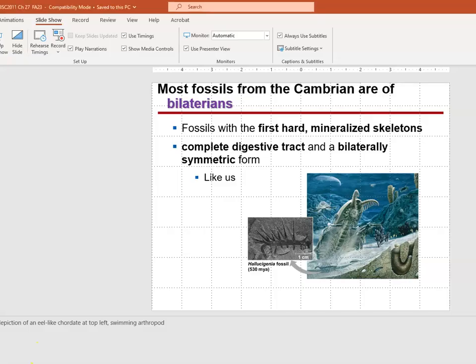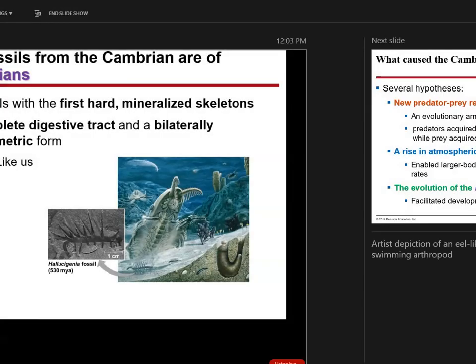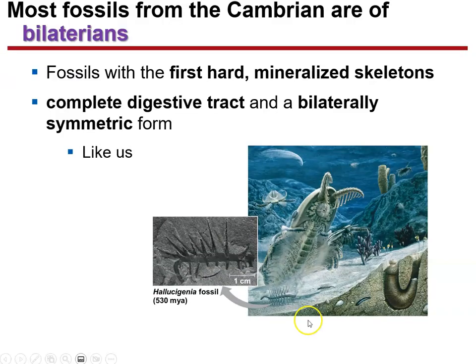I just moved the image. It was covering up a word there, so that word says like us. So we are bilaterians. We have a complete digestive tract and that bilateral symmetry, as well as a hard mineralized skeleton.